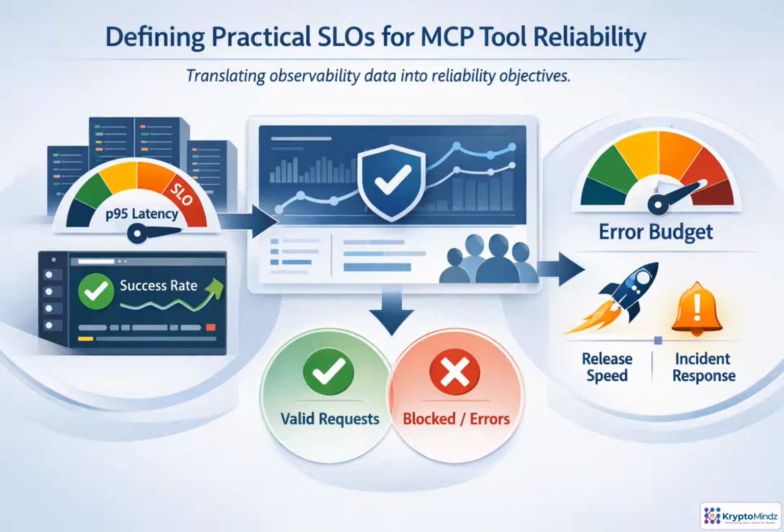Be careful with the error definition. A refused request may be correct if policy, validation, or permissions require it. Separate those expected refusals from true user-visible failures. Then use the remaining error budget as a decision tool. Move faster when the budget is healthy, and slow down to invest when it burns too quickly.